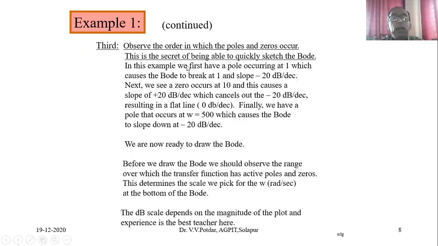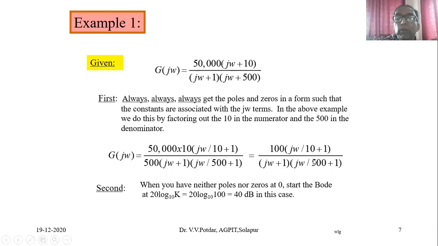Now I have got, as I said, a simple zero at corner frequency of 10, a simple pole at corner frequency of 1, and a simple pole at corner frequency of 500. Now, where from do I have to start? I have to draw a straight line of slope either plus 20 decibel per decade or minus 20 decibel per decade. At what frequency should I start? It is very simple. Out of zeros and poles, start with the lowest value. So the lowest value of corner frequency is 1.